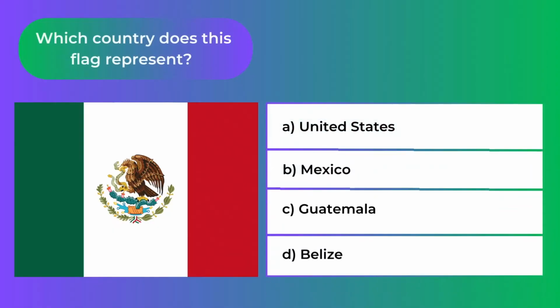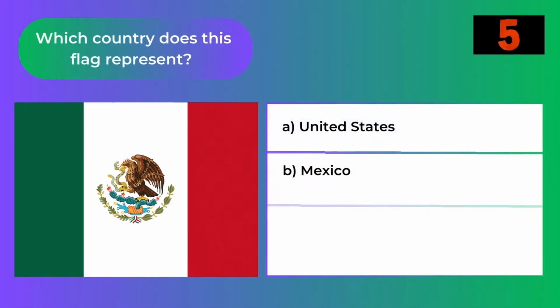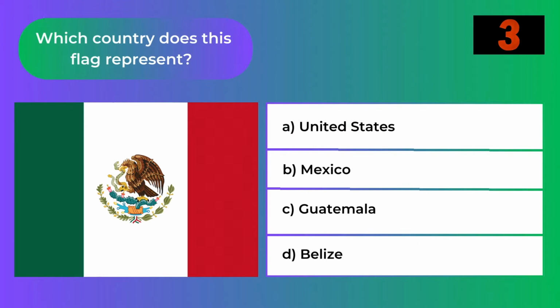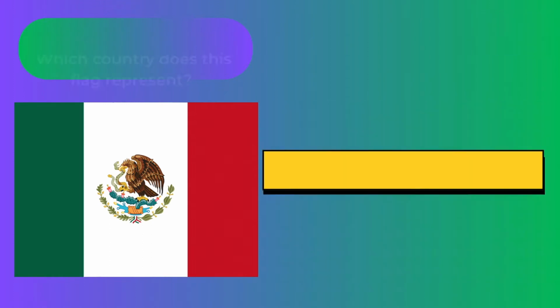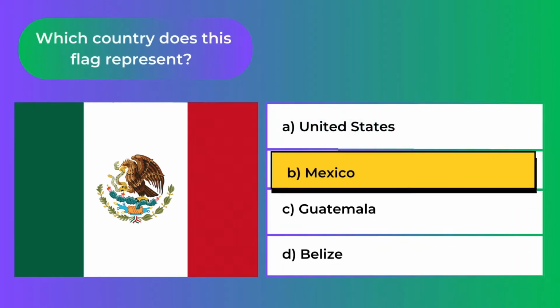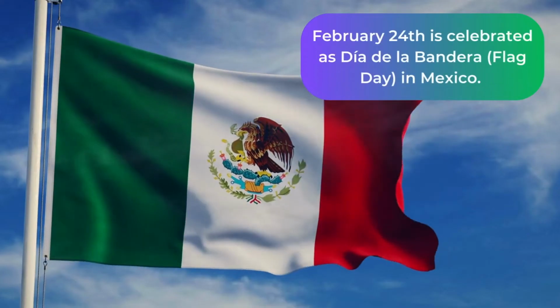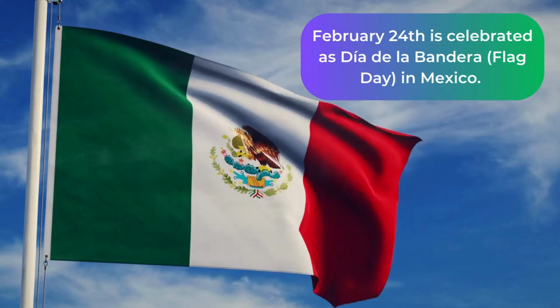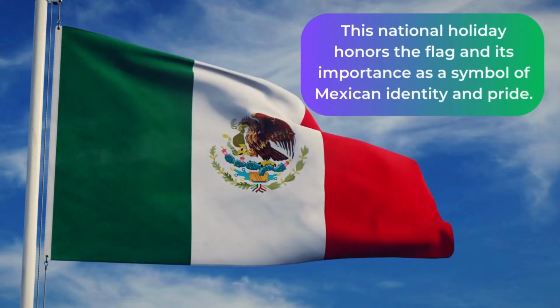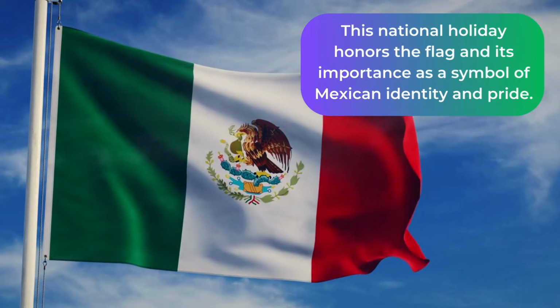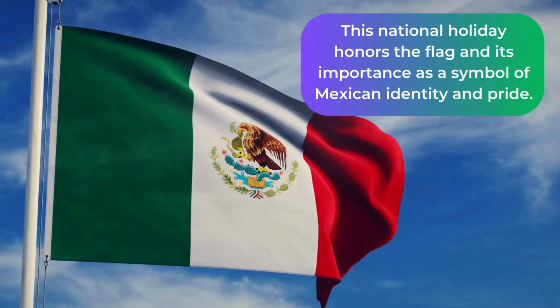Which country does this flag represent? The answer is B, Mexico. February 24th is celebrated as Dia de la Bandera, Flag Day, in Mexico. This national holiday honors the flag and its importance as a symbol of Mexican identity and pride.